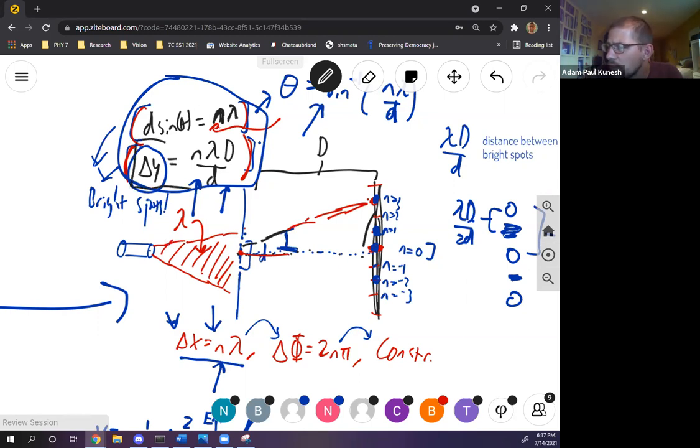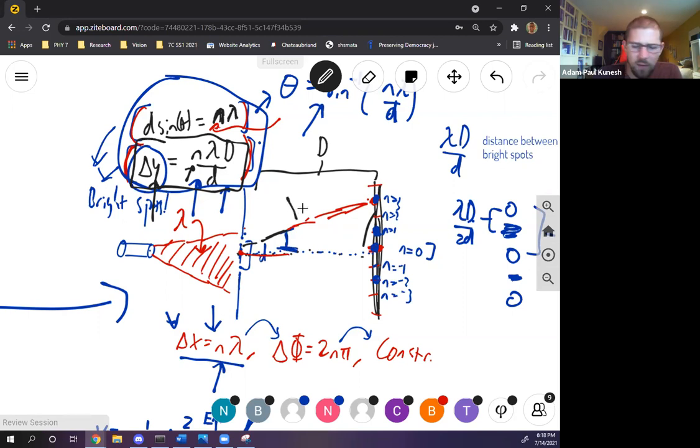What the equation tells us, delta y equals n lambda D over d, is the location, delta y, of bright spots relative to the central bright fringe on the wall as a function of n, an index, any positive or negative integer, lambda, the wavelength of the light, capital D, which is the distance between the slits and the wall, and little d, which is the slit spacing.